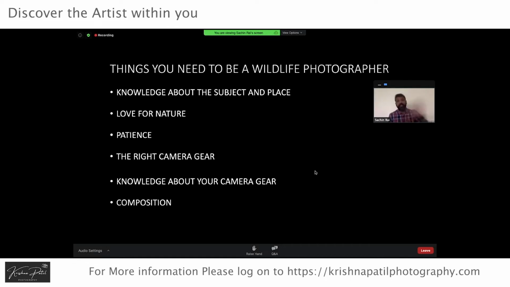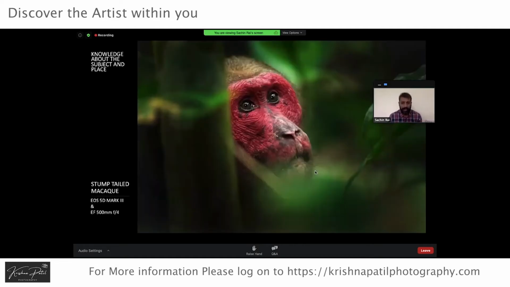Third, last is composition, and we will talk about composition throughout today, because that is the most critical. I will not be able to do justice to any of the above topics in 1 hour, because subject and place is just too wide a topic. Love for nature is too wide a topic. Patience is something that you can't really explain. You just need to have it. So composition is something that we need to talk about. But I'll quickly skim through the first 5 topics and tell you what I mean by that.